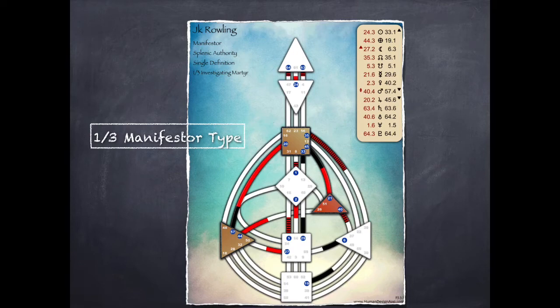The only downside is if a manifestor is doing a lot of experimenting and everybody wants to know what they're doing, the manifestor may stop informing and become more secretive. And because the strategy of a manifestor is to inform before they initiate, this may cause issues in their life. So the important thing for a manifestor with this profile is to inform and then go ahead and investigate and experiment with whatever they want to do.